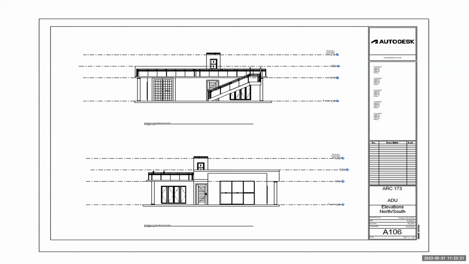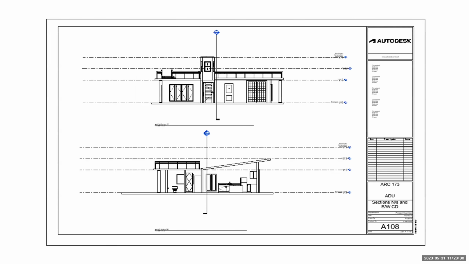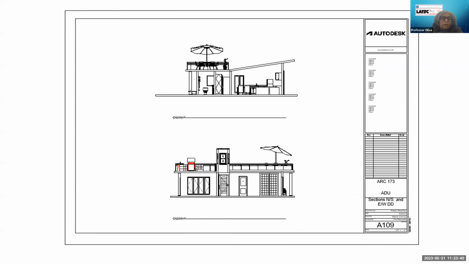These are the elevations, north and south. Other elevations, east and west. These are sections, north, south, east, west. These are our construction documents. You have the sections and elevations in there. This is my sections, DD, design development. This is for east, west, north, and south.